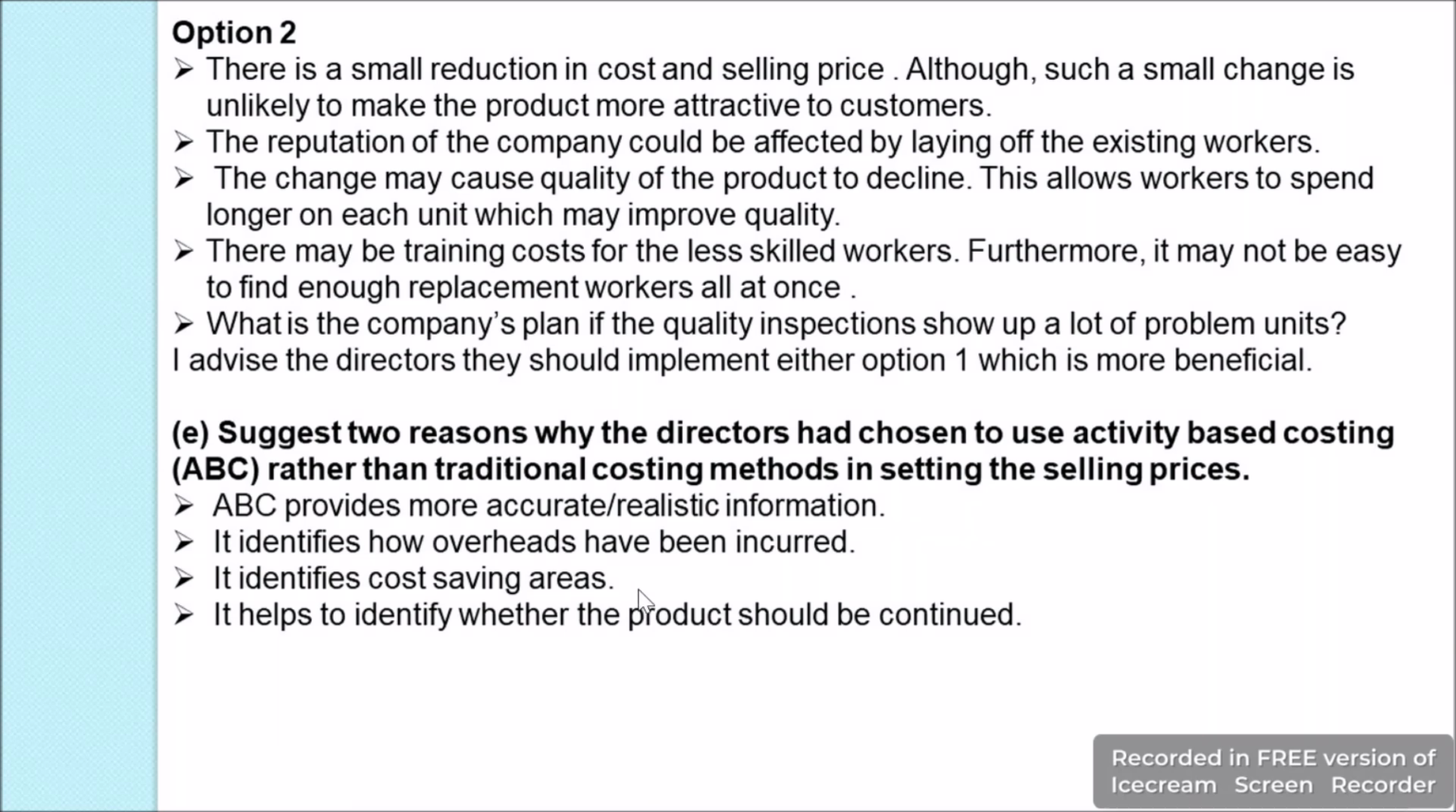And this also helps us in finding the areas where there can be cost saving, and thus this helps us to make a decision how the product should be continued and how the profit can be increased, as we have seen in option 1 and option 2. So these are the various benefits which they will get if they take up ABC costing, and hence the directors of WJ PLC have taken up ABC costing.